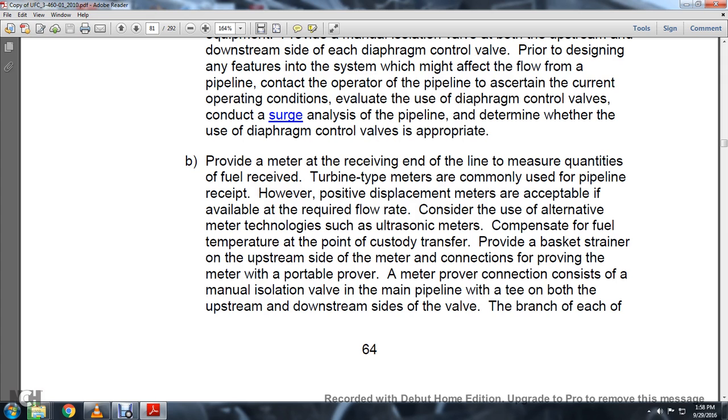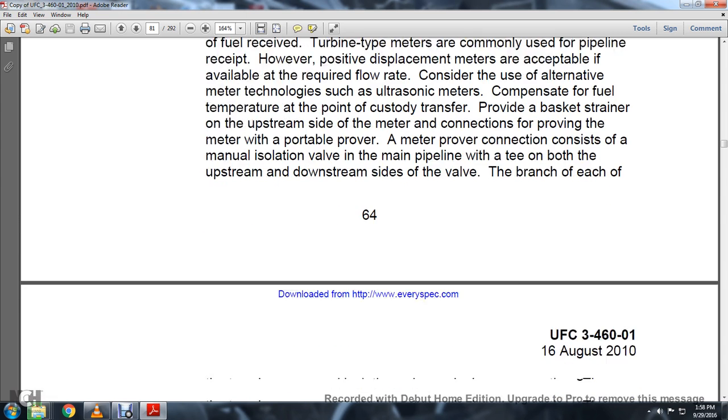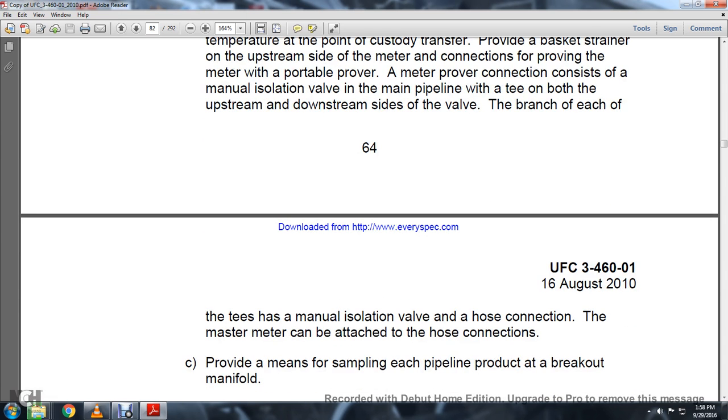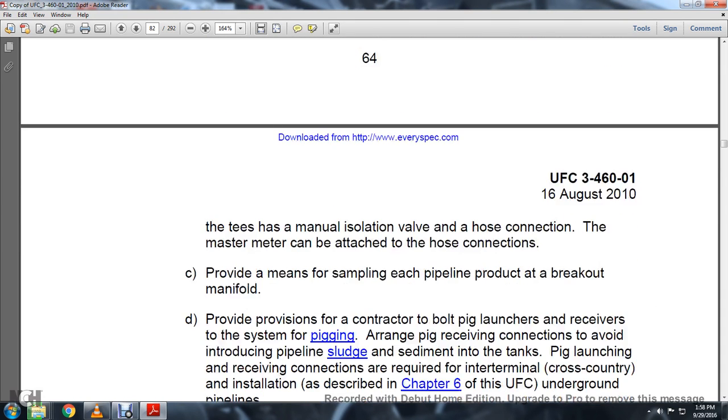Provide a basket strainer on the upstream side of the meter, and connections for the proving of the meter with the portable prover. The portable prover connection consists of a manual isolation valve in the main pipeline with a T on both the upstream and downstream sides of the valve. The branch of each of the T's has a manual isolation valve with a hose connection. The master meter can be attached to the hose connection.